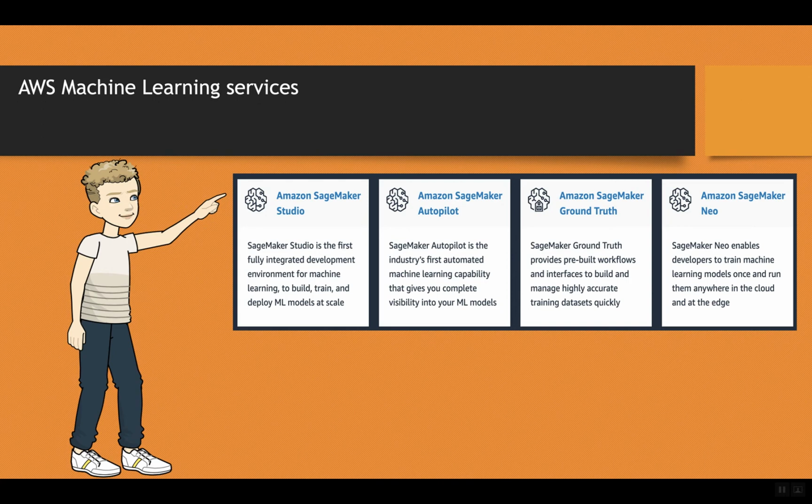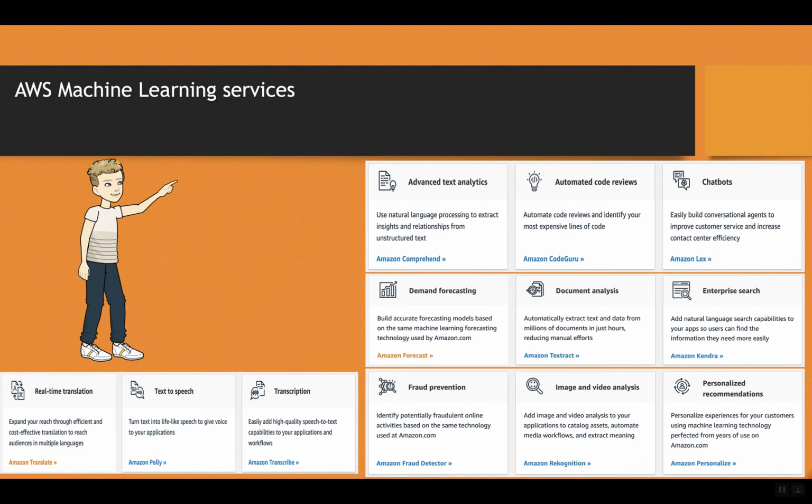So these are the different things for machine learning. If you use Studio, basically you do not need to look for anything else, it captures everything. If you use Autopilot, it helps give you visibility into your ML models. If you use Ground Truth, the service inside Amazon SageMaker, it will help you provide pre-built workflow interfaces to build and manage highly accurate training datasets quickly. If you go to Amazon SageMaker Neo, it enables developers to train machine learning models once and run them anywhere in the cloud at any stage.